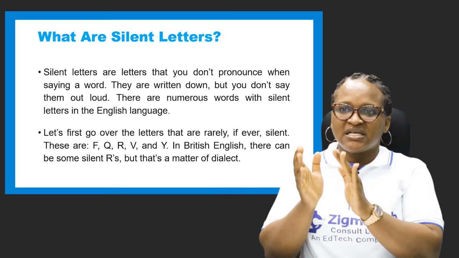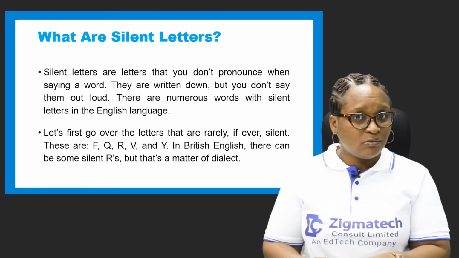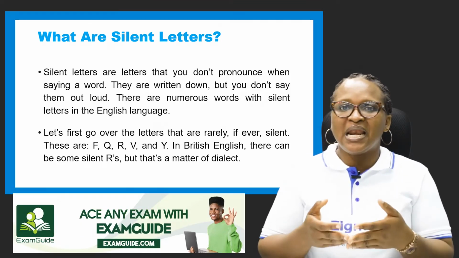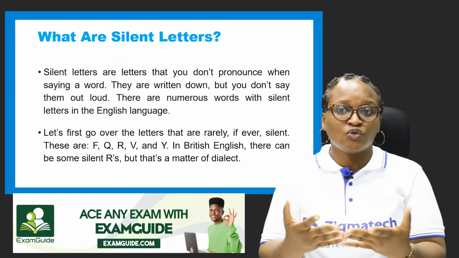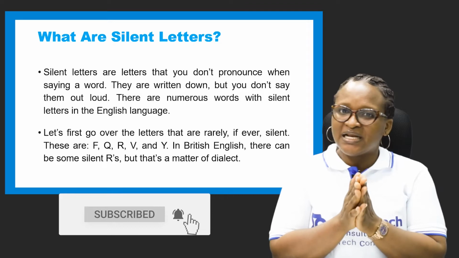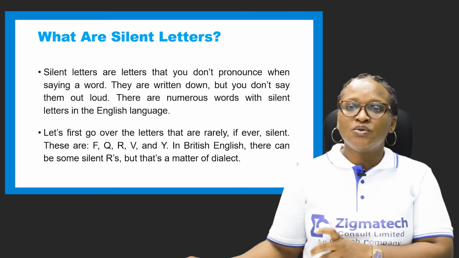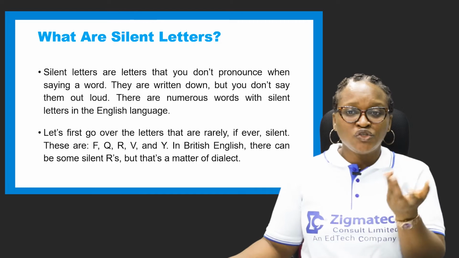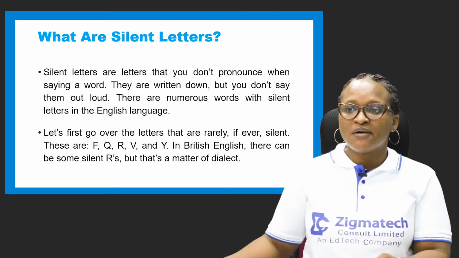Now, we said that silent letters are letters that you don't pronounce when saying a word. They are written down. Yes, that's why I said they are visible. You see them, but you don't say them out loud. Or sometimes you don't even say them at all, let alone say them out loud. Now, there are numerous words with silent letters in English. We have a handful of them. So we'll basically look at them, and we'll pray that when we see questions on oral English that demand our knowledge of silent letters, we would not fail in them.